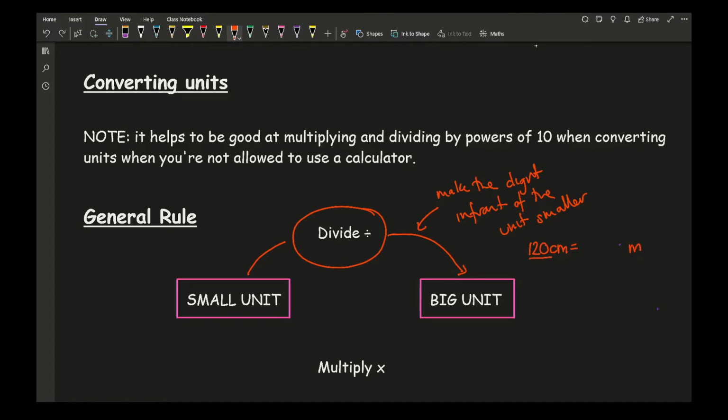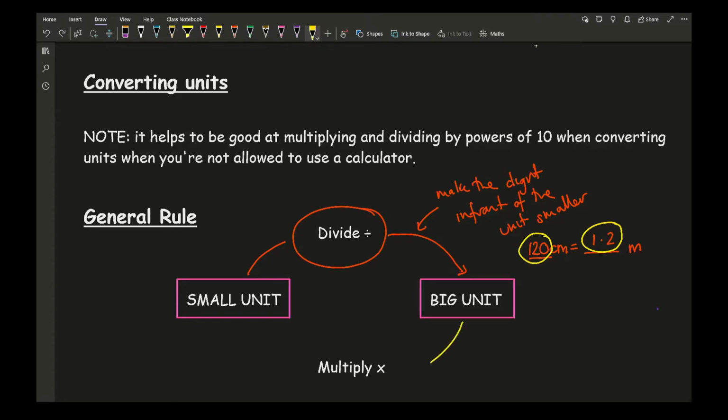So here I've got the digit of 120. Now I'm going from a small unit to a big unit. Now when I convert that, that's going to be 1.2. So you can see how the number has got smaller from 120 to 1.2. So when you're going from a small unit to a big unit, you are dividing and therefore making the number in front smaller. So again, using a bit of common sense, you can go from there.